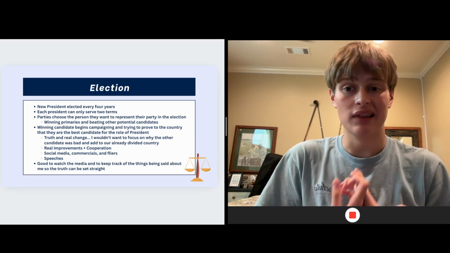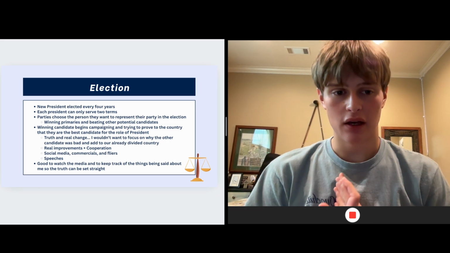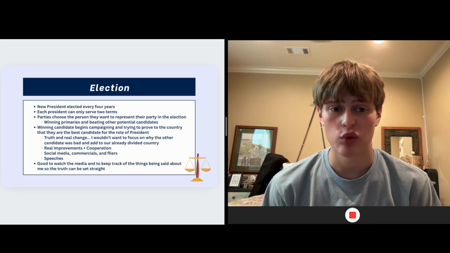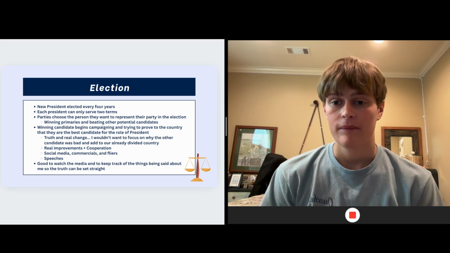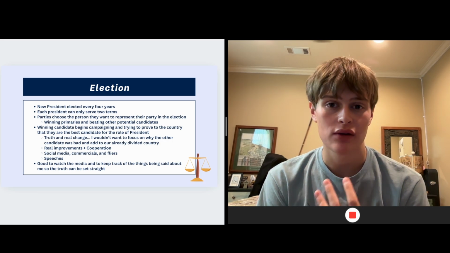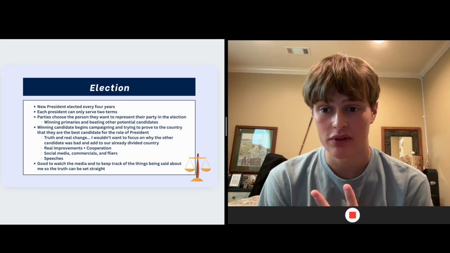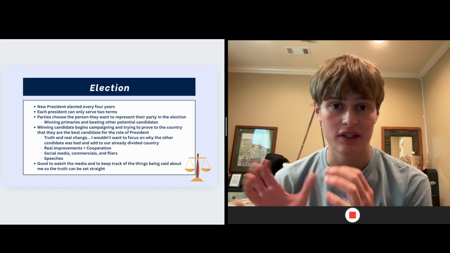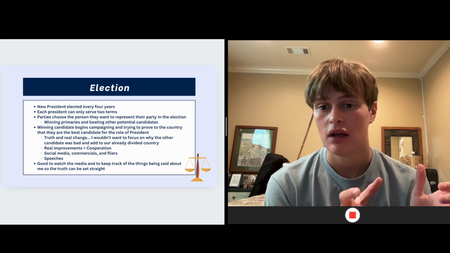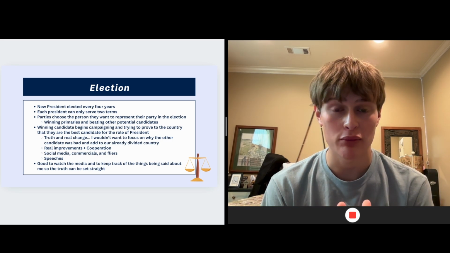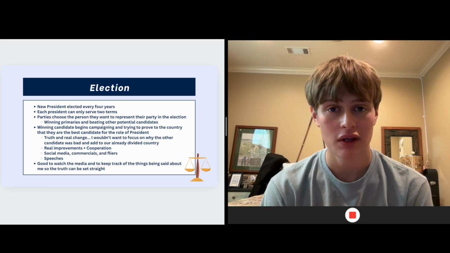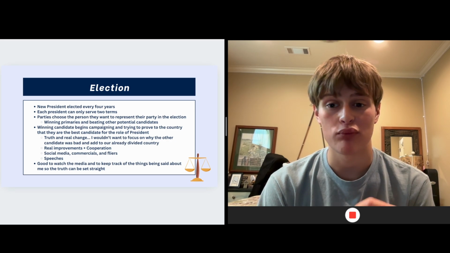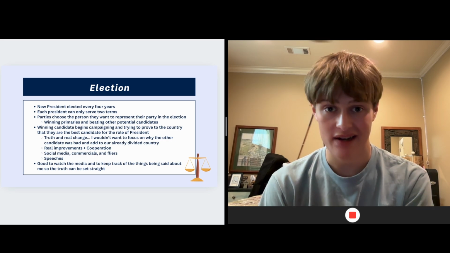So now we're getting into election. This is a very important part of the presidency, very important part of the United States as a whole. New presidents can only be elected every 4 years, and each president can only serve 2 terms. The main political parties in the United States, the Democratic and Republican parties, choose a person that they want to represent their party in the election, and they get to this point by winning primaries and beating other political candidates.